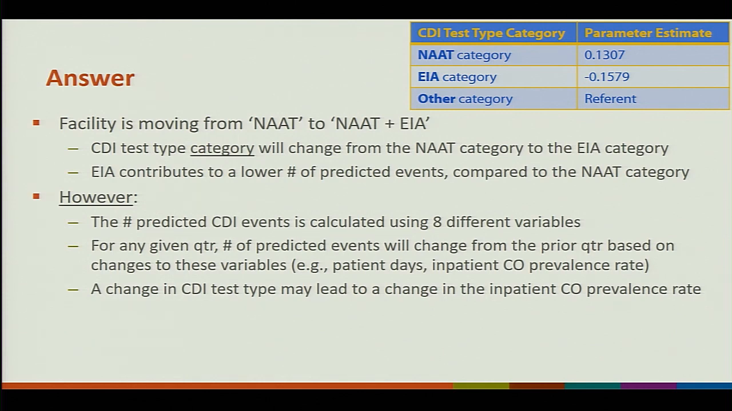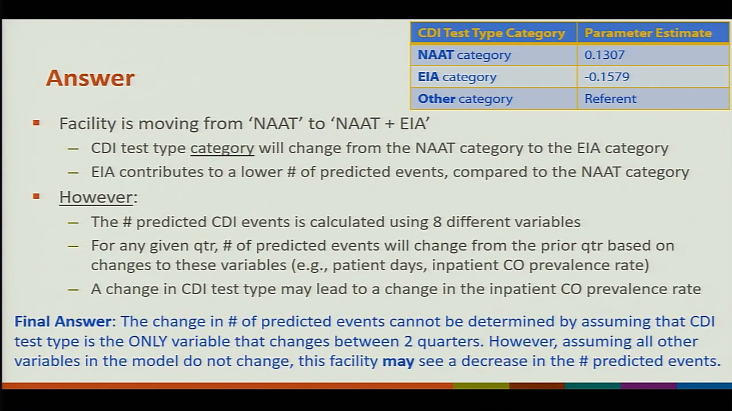Okay, this especially means your quarterly patient days and your quarterly prevalence rate, which we know will change every quarter. In addition, a change in CDI test type may impact a change in the community onset prevalence rate because your facility will now be identifying more or fewer CDI events that go into the prevalence rate. So our final answer is that the change in the number of predicted events cannot be determined by assuming that CDI test type is the only variable that is changing for your facility between 2 quarters.